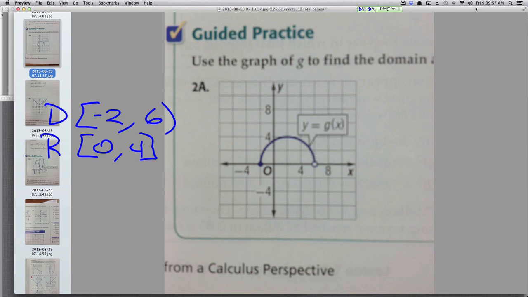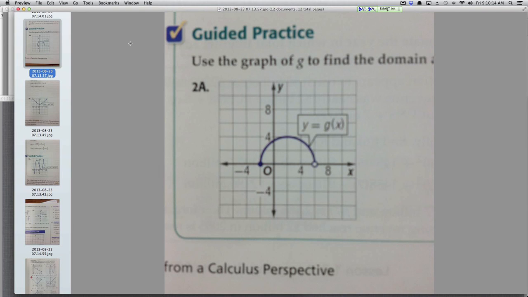Okay, and a key when you're finding domain is you always start on the left and then move right. When you're finding range, what do we want to do? Start at the bottom and move up. It's always domain is left to right, range is bottom up. That helps when you're finding domain and range. Try another one.